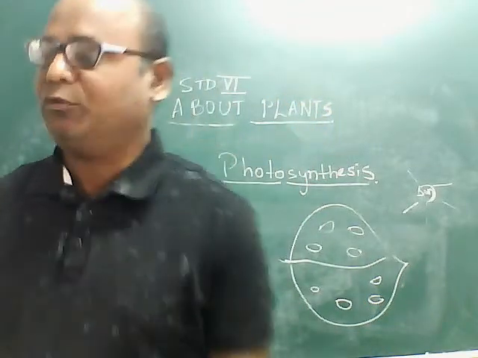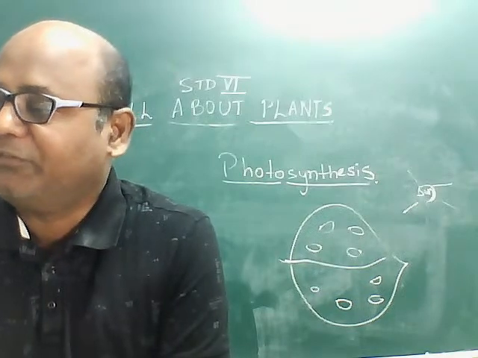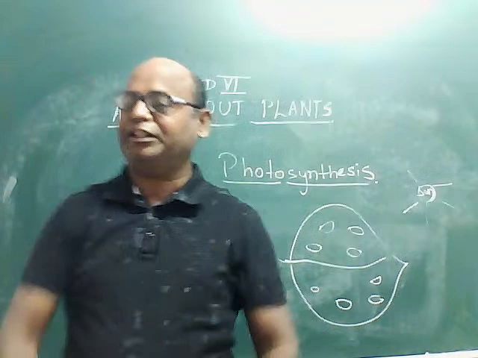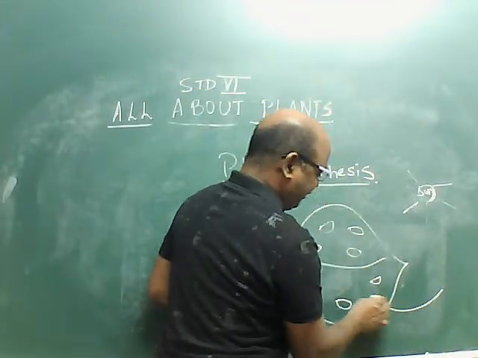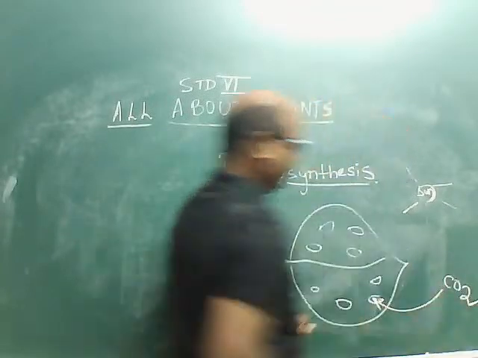What do we call that opening which is present on the under surface of the leaves? Yes, Chaitanya has written the correct answer. Good Chaitanya. That is stomata. From this stomata, plants take in carbon dioxide.